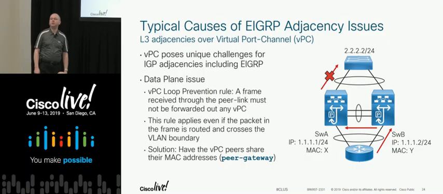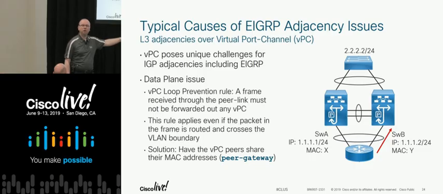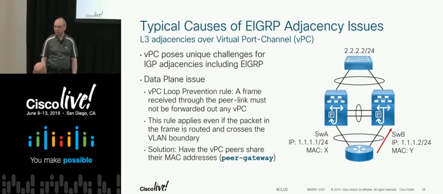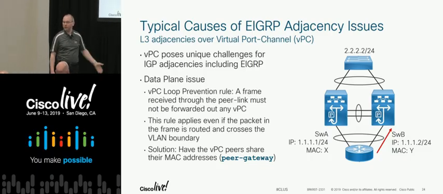We use a feature that is called a peer gateway. Peer gateway technically means very simple thing. Those two switches that form the vPC domain share their MAC addresses mutually. The switch on the left keeps its own MAC address and adopts the MAC address of its peer on the right. The switch on the right keeps its own MAC address and also adopts the MAC address of the switch on the left. As easy as that.